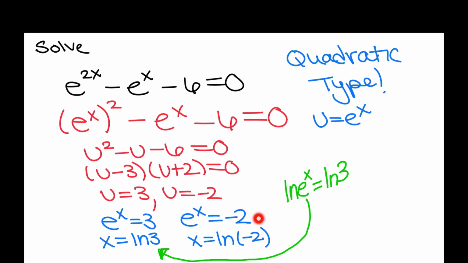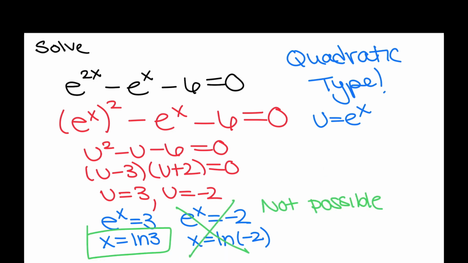e to the x equals negative 2. If you take log of both sides, you get x equals natural log of negative 2. So it looks like we have two solutions, but we can't take the log of a negative number. It's not in the domain of that logarithm. So we actually only have one solution, x equals natural log of 3.